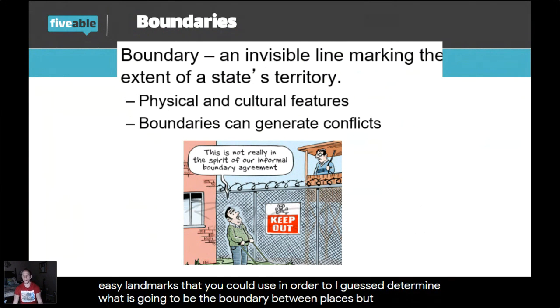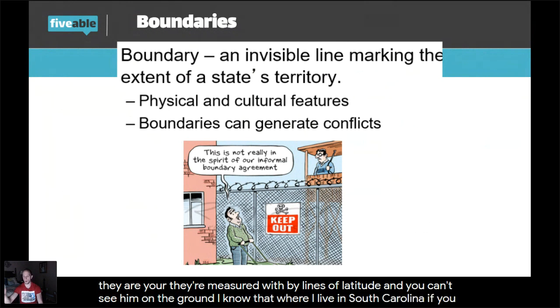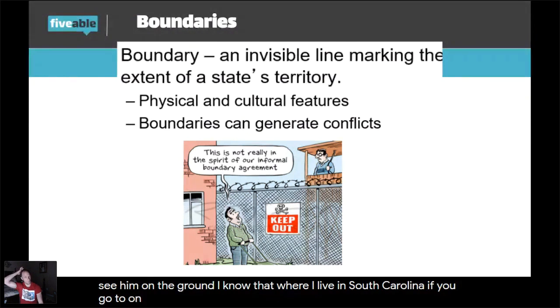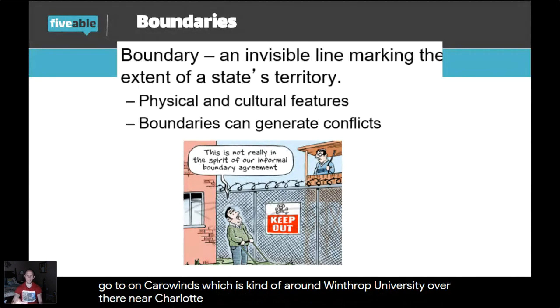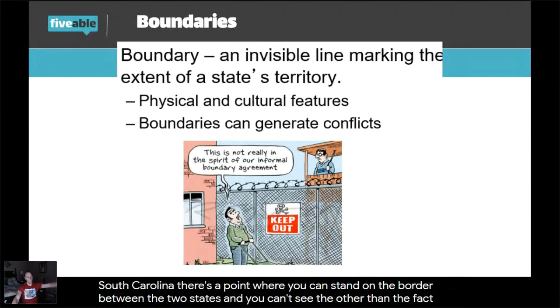But today, usually they're measured by lines of latitude, and you can't see them on the ground. Where I live in South Carolina, if you go to Carowinds, which is kind of around Winthrop University, near Charlotte, it's right on the border between North Carolina and South Carolina. There's a point where you can stand on the border between the two states, and you can't see it other than the fact that they put it on the concrete.